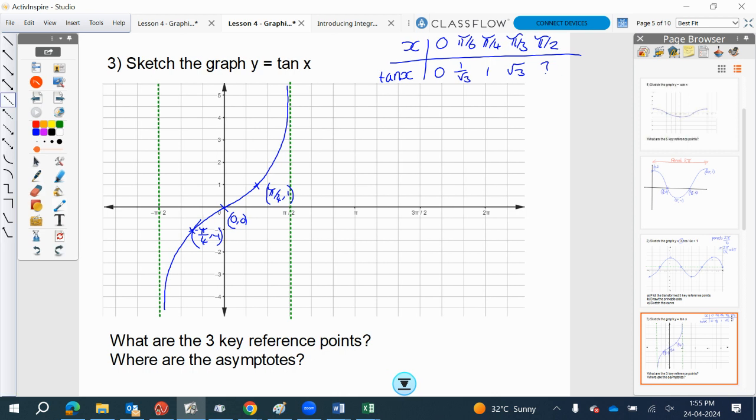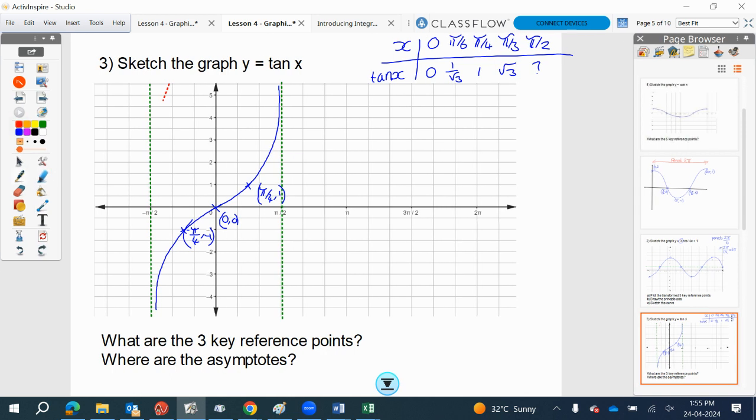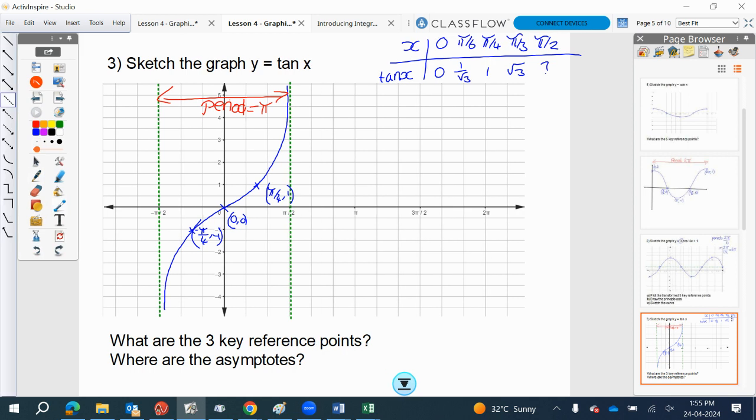The function repeats itself between the two asymptotes. So the period for this is pi. The function will repeat itself at pi. The other functions all have a period of 2 pi. But for this one, we can see our period here. And the period is pi radians, or 180 degrees. So the asymptotes will repeat themselves every pi. So 1, 2, 3, 4, 5, 6. It's going to go here.